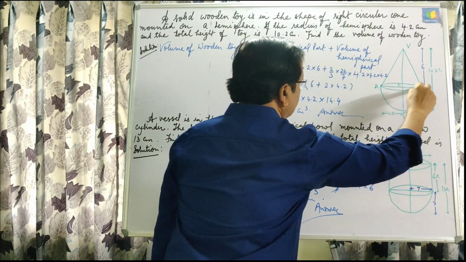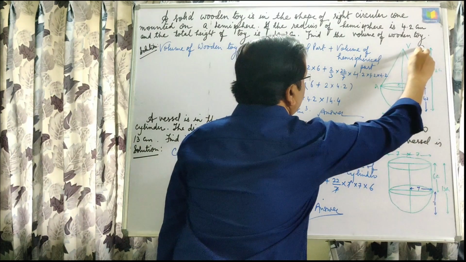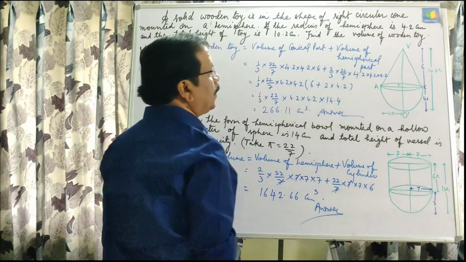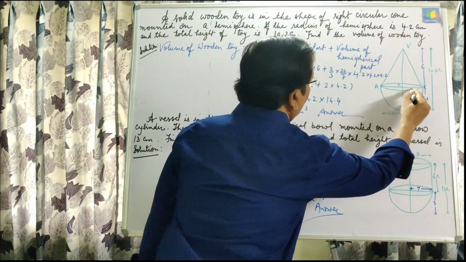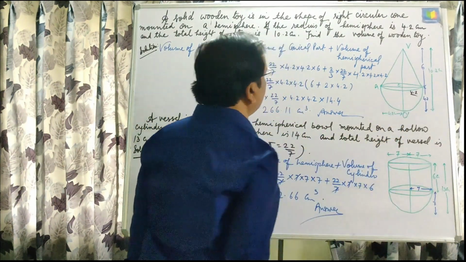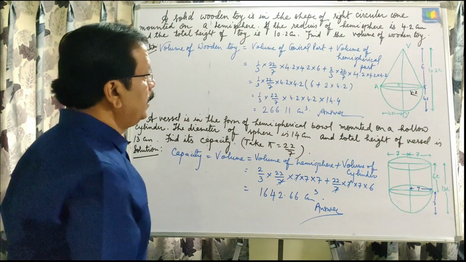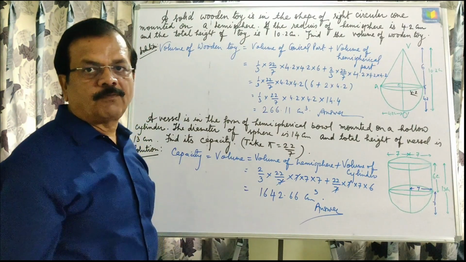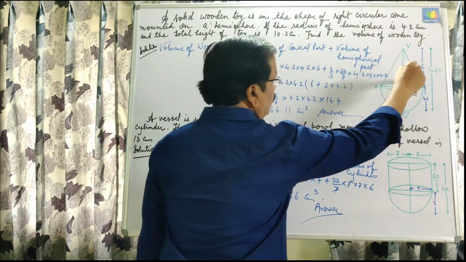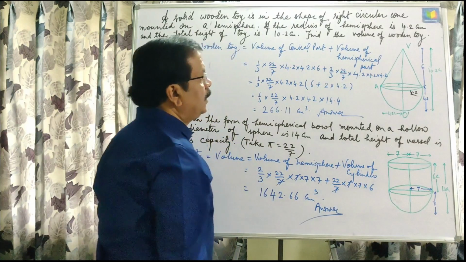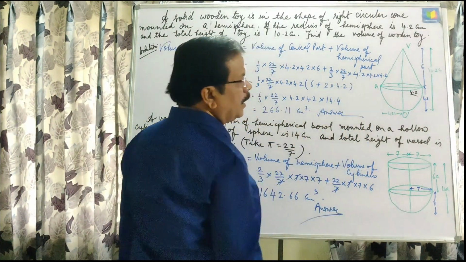Then from this, 4.2 will be subtracted, and this way the height of this conical part will be 6 centimeter and radius will be 4.2. Radius will be the same. And then find the volume of the wooden toy. Again this is a type of combination of solids. In this we are combining cone and hemisphere, that is volume of cone plus volume of hemisphere.